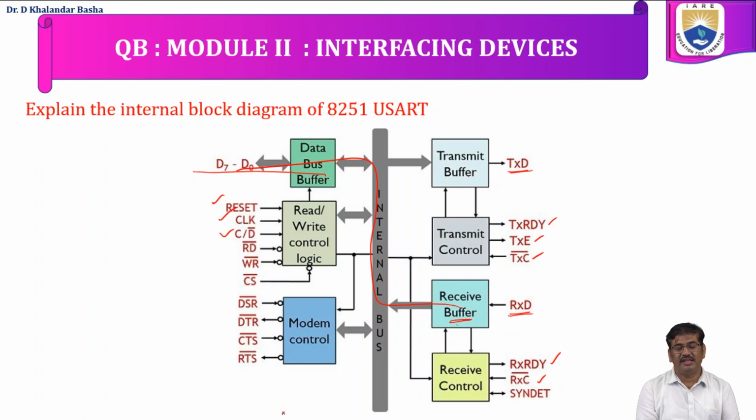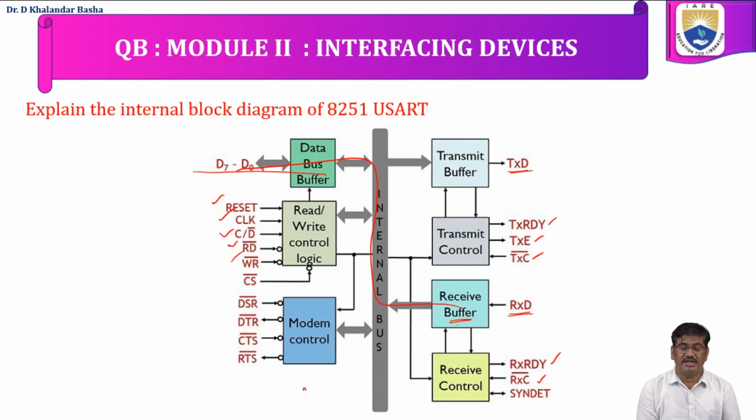Whether the processor is sending control information or a data transaction will be decided by C by D bar. If C by D bar is equivalent to 1, it is control information. If C by D bar is equivalent to 0, it indicates data transmission, either the transmitted data from 8086 to 8251 or the received data from 8251 to the 8086 processor.